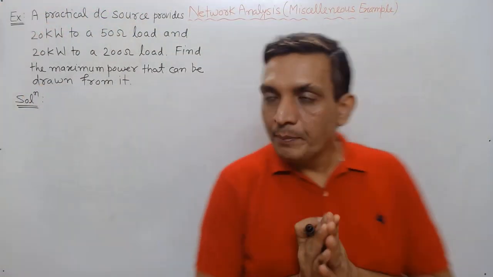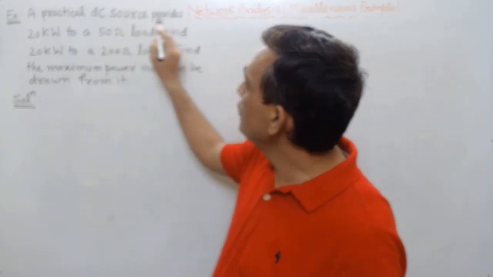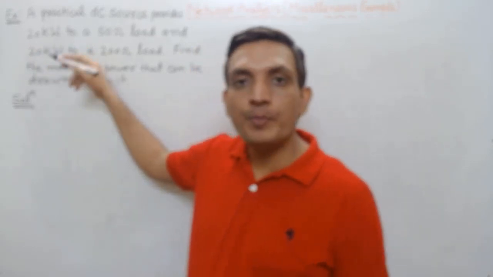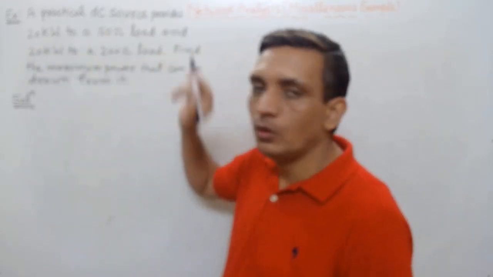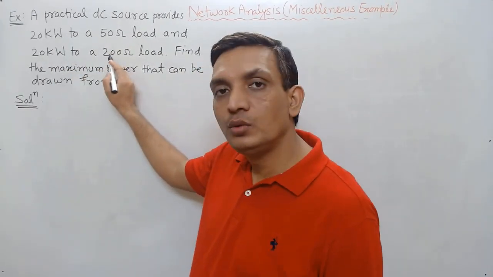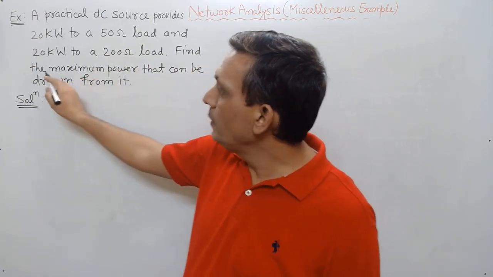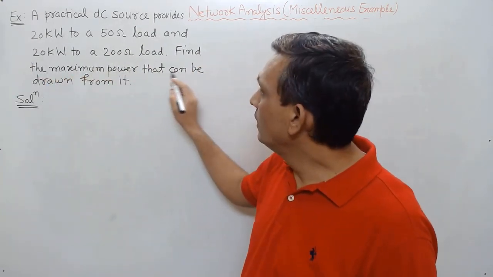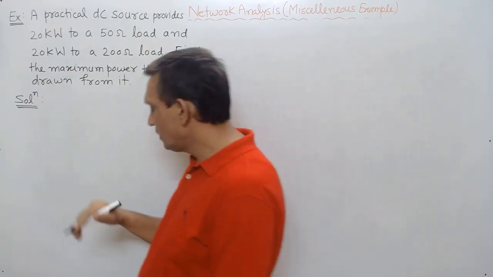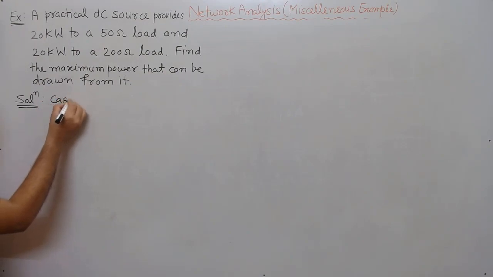So in this example, it is given that a practical DC source provides 20 kilowatt of power to a 50 ohm load and the same 20 kilowatt to a 200 ohm load. Then you have to find what will be the maximum power that can be drawn from it. So we have two cases. In case 1, let us see case 1.